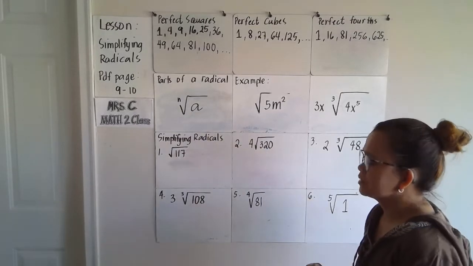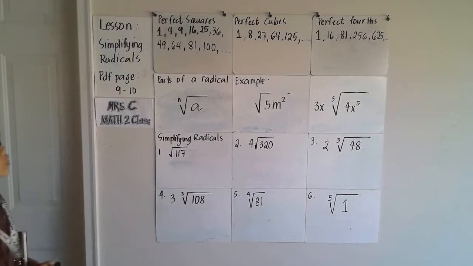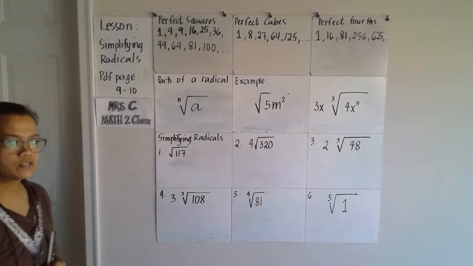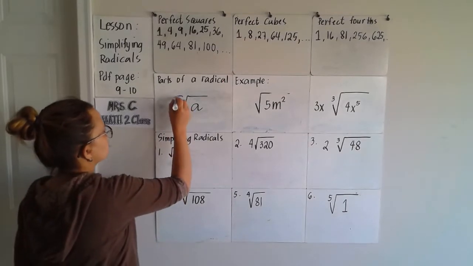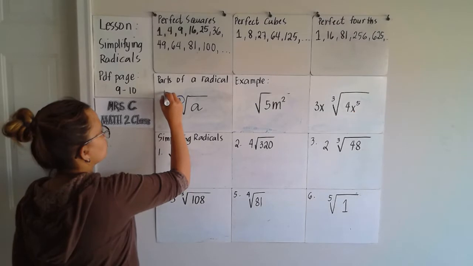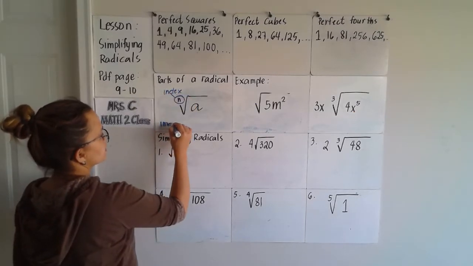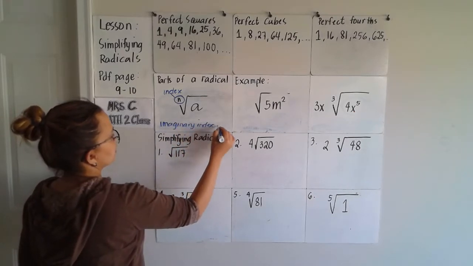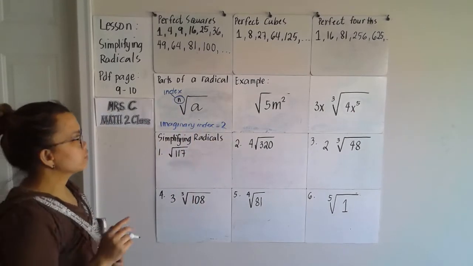Next is to learn about what are the parts of a radical. There's always a symbol to represent certain parts of this radical. To start with, this small letter n here will be known as your index. Remember that an imaginary index is 2. If you don't see anything on it, that will be 2.